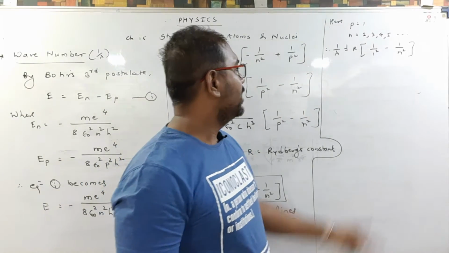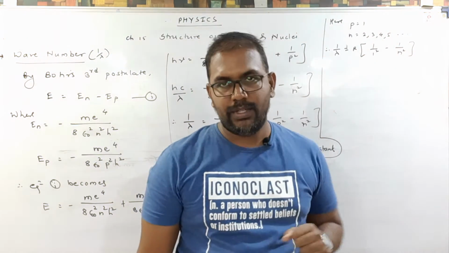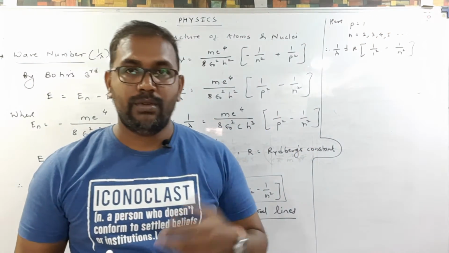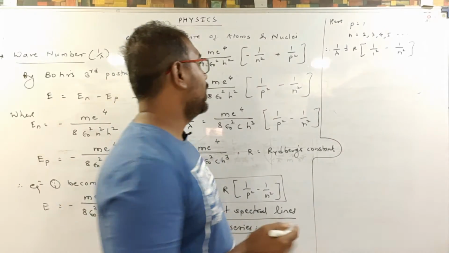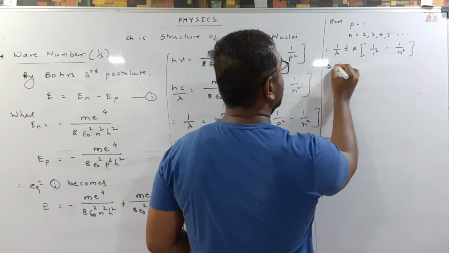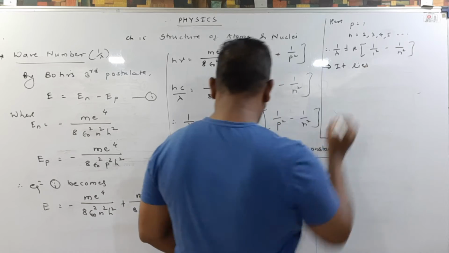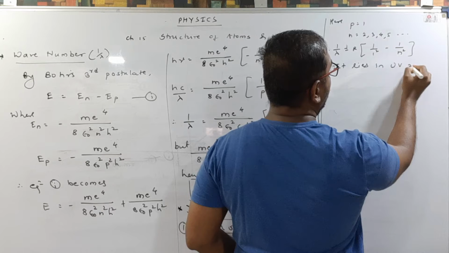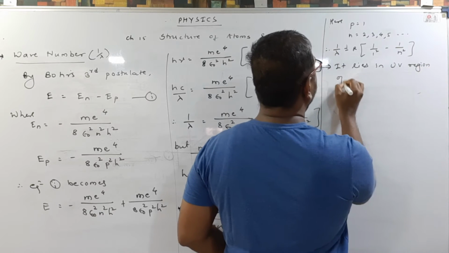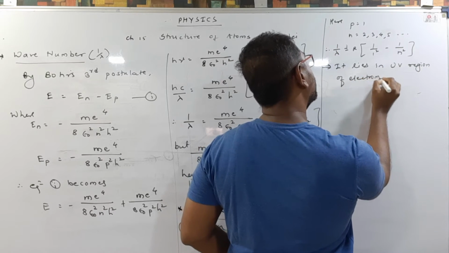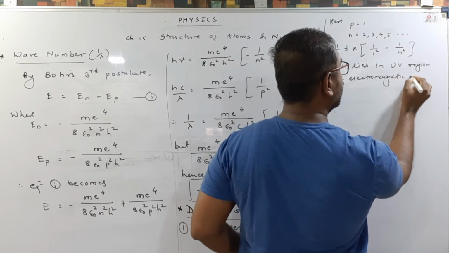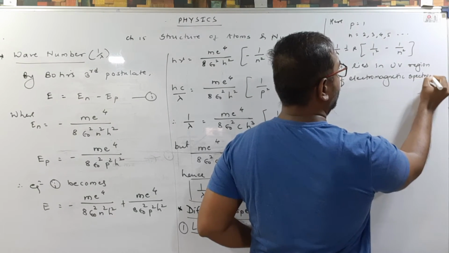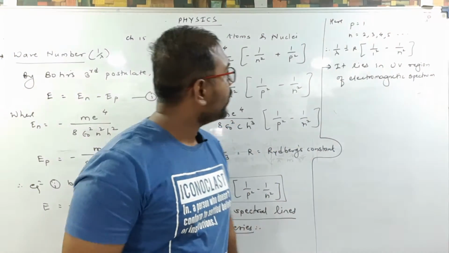If you find the wavelength using these values of N, 2, 3, 4, 5, then we get a wavelength of UV light. So we can write that this Lyman series lies in the UV region of the electromagnetic spectrum. Okay. After that, the second one.